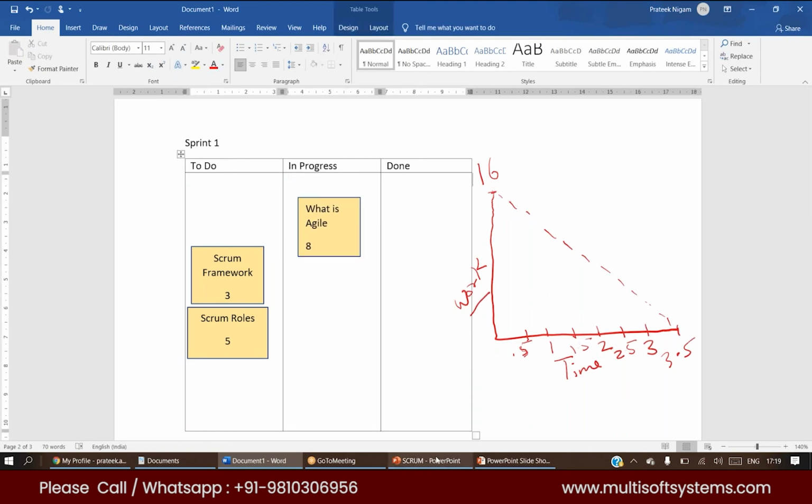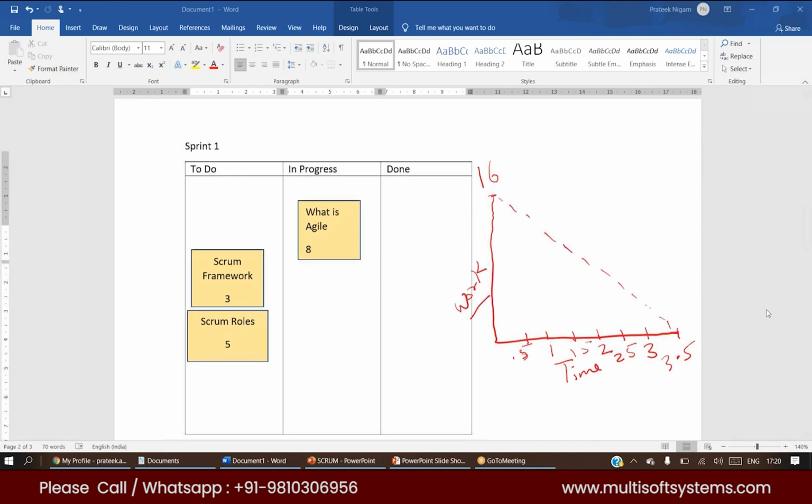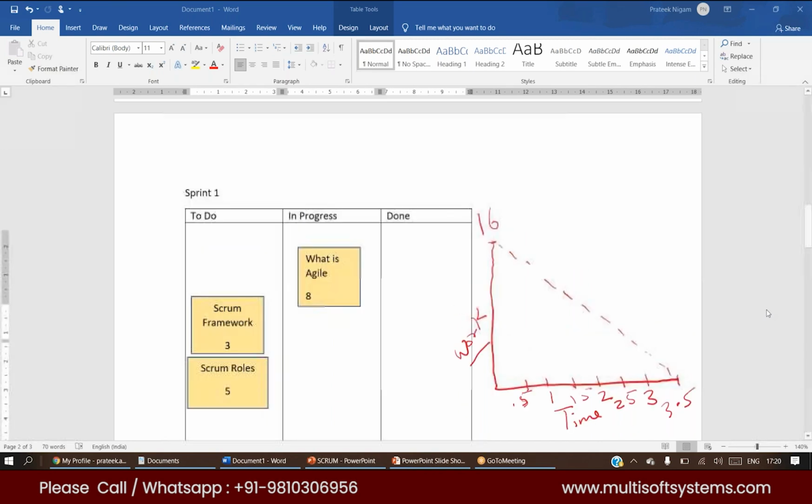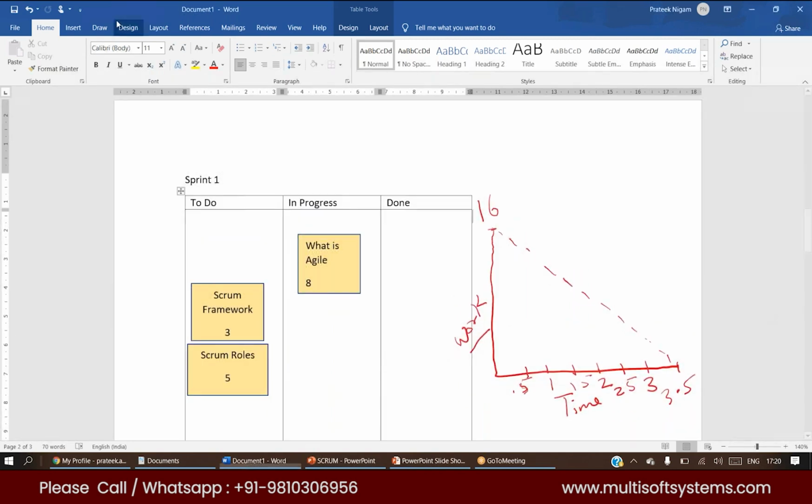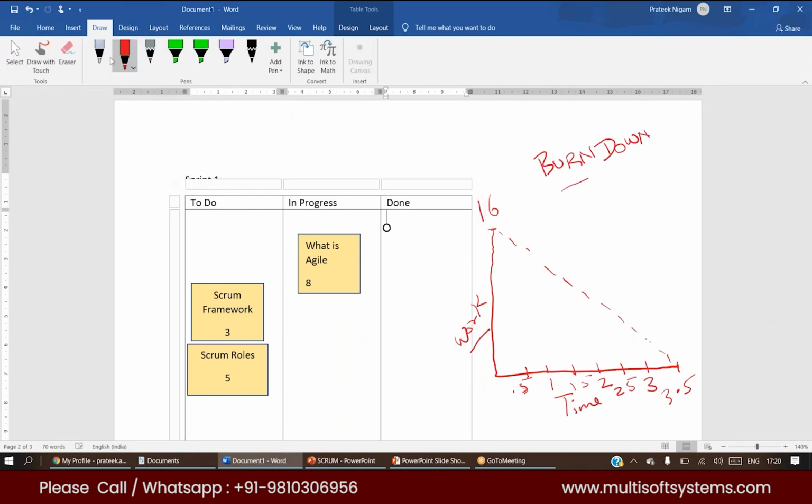Any question till now? Yes, Pratik. Sorry, I didn't get the name of the chart. What is it? Oh, this is the burn down chart. Let me write it here. So the purpose is we have to burn it down till zero. All right. So this is how we start our first sprint.